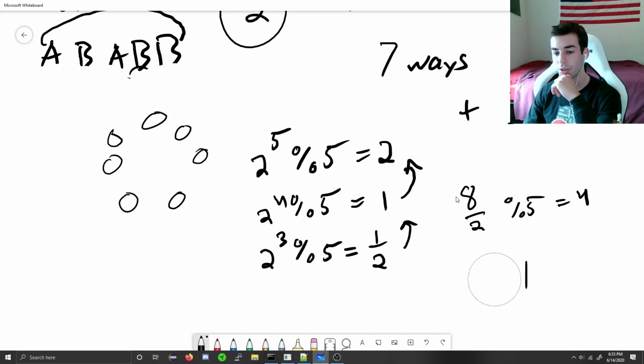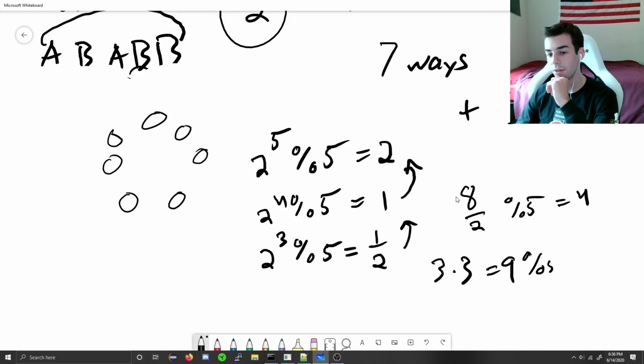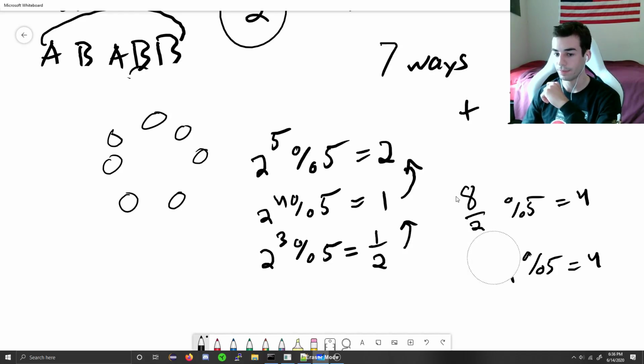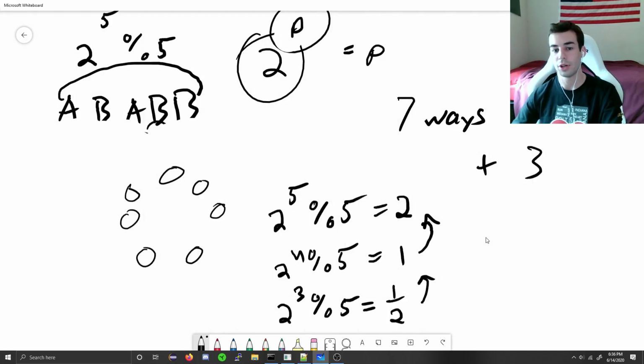What have I done wrong? So 2 to the 3 mod 5. 2 to the 3 is 8, which under mod 5 is 1. So, oh no, that's fine. So yeah, 3 times 3 is equal to 9 under mod 5, which is equal to 4. So 8 times the inverse of 2 is the same as 3 times 3, and that turns out being equal to 4 again. So that's how you do division under mod.